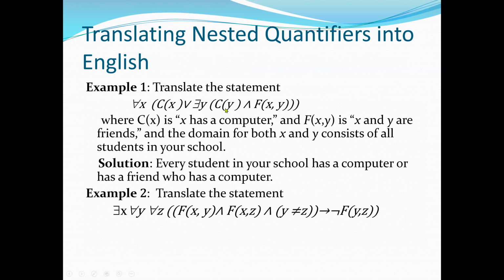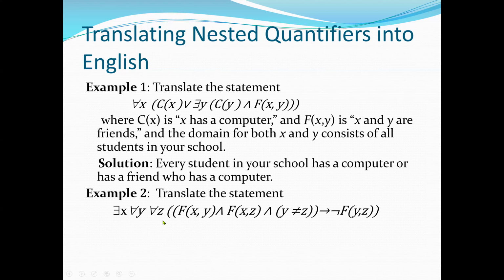So here we can say that F is friends, and the friends had a computer, and it's some friends. So we say every student in your school has a computer, which is for all x, C of x. The opposite, exists, means existence of some. And x and y are friends. So that's why we say some friends have a computer, or has a friend who has a computer.